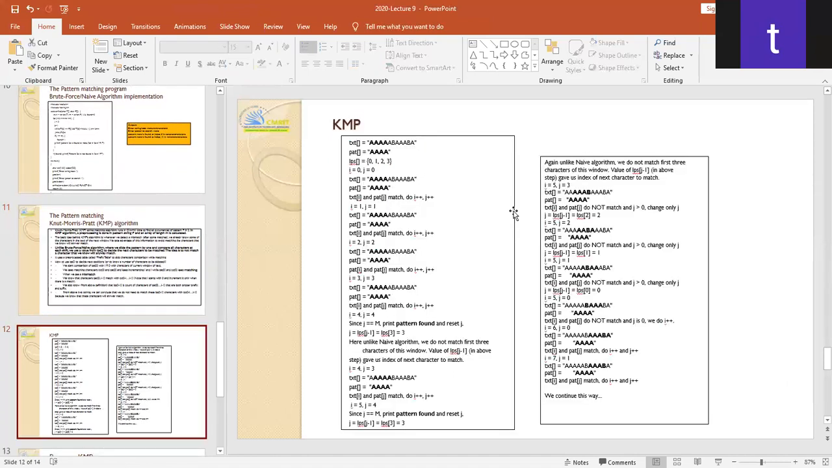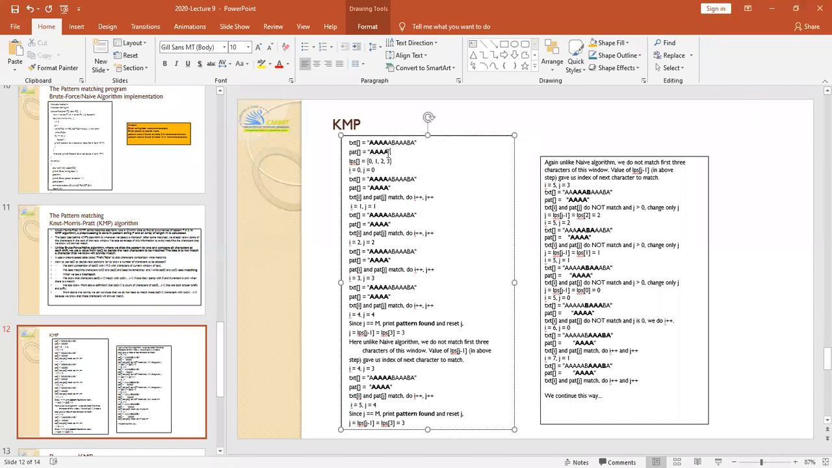So come here and see what you are going to do. Text and pattern, you can easily understand here. First you have this pattern. I will tell you what LPS is now. At LPS, that is the first four characters: the 0th character, 1st character, 2nd character, 3rd character. That is LPS.